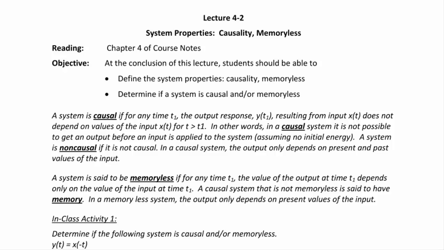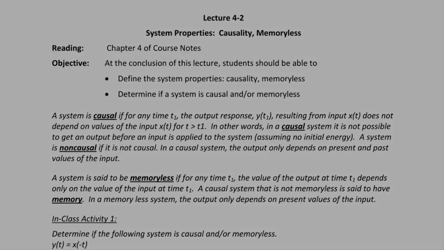A system is said to be memoryless if for any time t1 the value of the output at time t1 depends only on the value of the input at time t1. So a memoryless system is an example of a causal system. However, a system that is not memoryless is said to have memory. In a memoryless system, the output only depends on present values of the input.